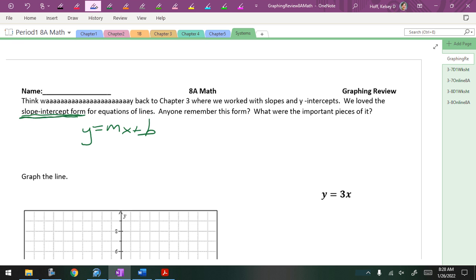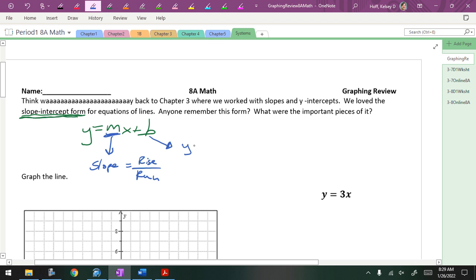What two letters mean something in here? Nope. X and Y are always going to be in your equation. M and B, what did they stand for? M is your slope. Remember, slope is our rise over our run. And B is your y-intercept.